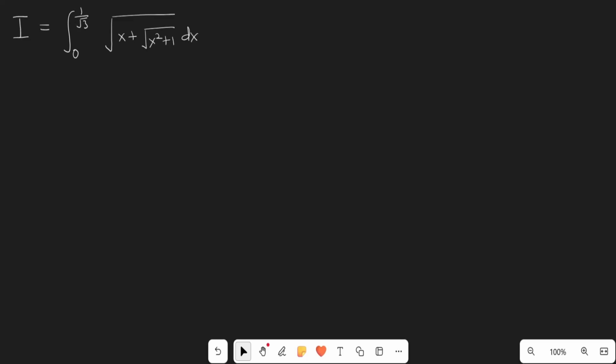One of the easiest tricks to solving this integral is just to let the variable of your choice be equal to the whole integrand. So we have y equal to the whole integrand, the square root of x plus the square root of x squared plus 1. This is the trick to solving this integral. We just let y be equal to the whole integrand.